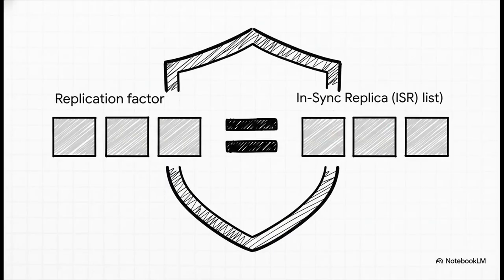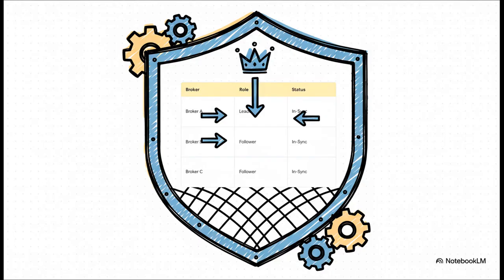And in a perfect world, this is exactly what you want to see. The number of copies you decided on, that's your replication factor, is the exact same as the number of copies on that trusted ISR list. Everything's in harmony. The system is fully protected, totally redundant. It's beautiful. And here's what that looks like in the real world.